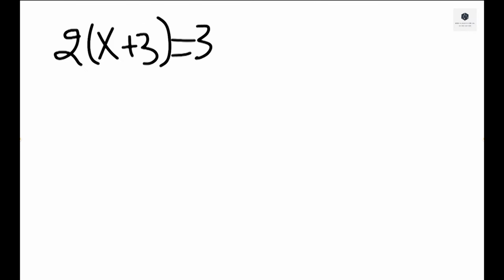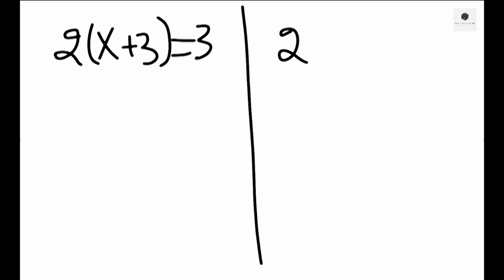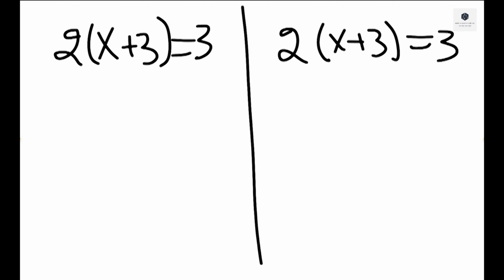Let's do another question. For example, I'm given 2 times (x plus 3) equals 3. Now I'm writing this question twice, because I can show you the same question done by two different methods. I can open the bracket first and expand it, then follow the method of getting rid of the positive first and then the multiplication, or I can directly get rid of the multiplication first and then the positive number. So let's do it by expansion first.